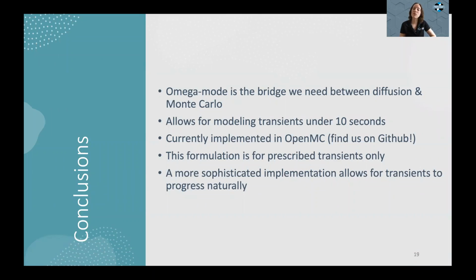So the omega method really is the bridge that we need between simple solvers like diffusion and high fidelity solvers like Monte Carlo. This method allows for modeling transients of about 10 seconds long, which might seem short, but keep in mind that with the direct Monte Carlo method, it's hard to resolve even a full second.